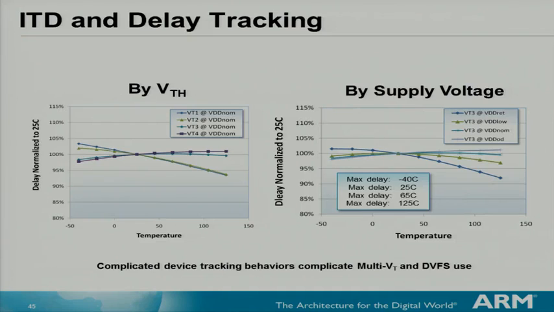these two VTs, VT1 and VT2 at VDD nominal, have the lower temperature as a slow corner, while as you decrease your threshold voltage and go to a lower VT transistor, the worst case corner is basically the higher temperature. And the same thing across different voltages for the same VT: you can see that the worst case temperature corner changes as you change your supply voltage. This basically complicates device tracking behavior and complicates multi-VT and DVFS use.